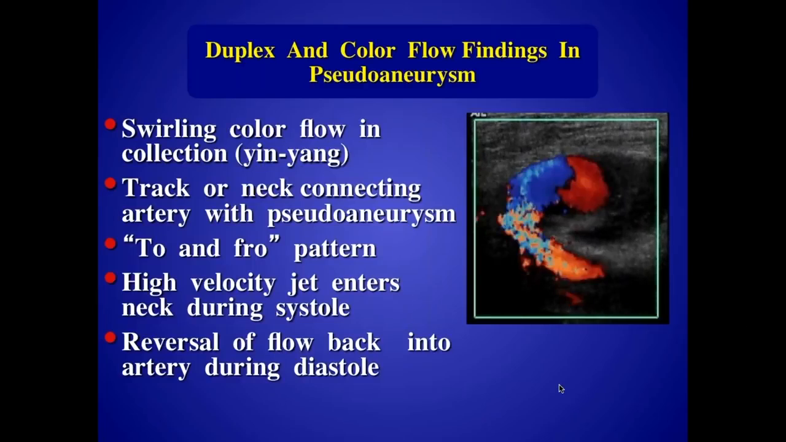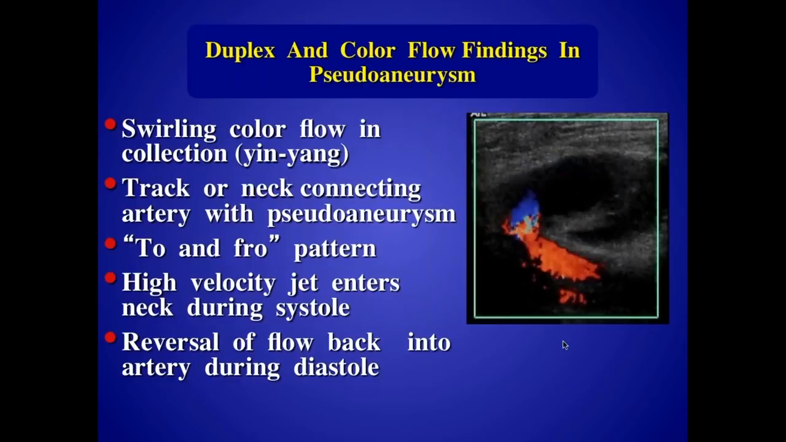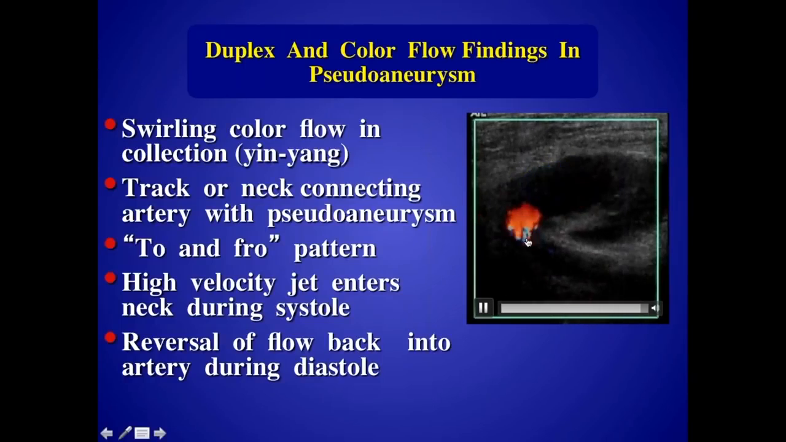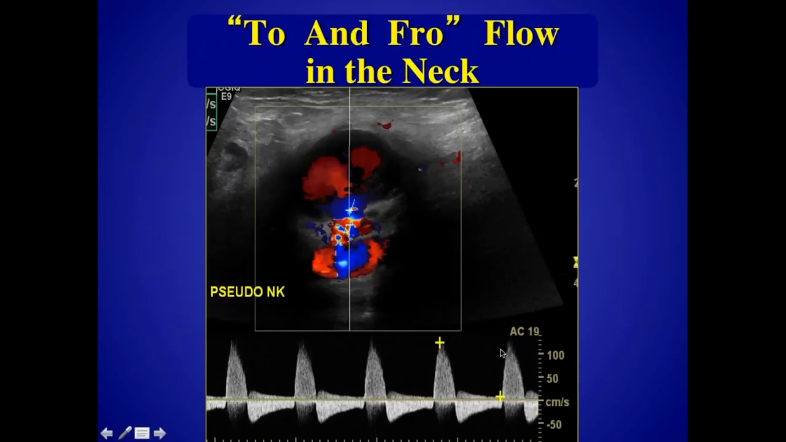And what the to and fro pattern represents is a high velocity jet that enters in systole, and then there's reversal that occurs during diastole. And this is what it looks like on the spectral trace. Place the sample volume in the neck, flow goes in systole, reverses during diastole, to and fro.